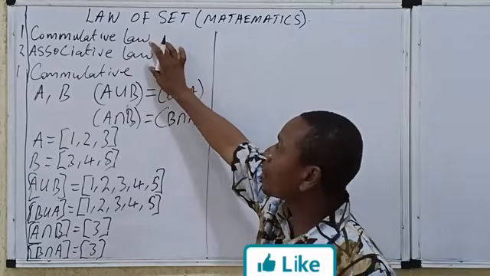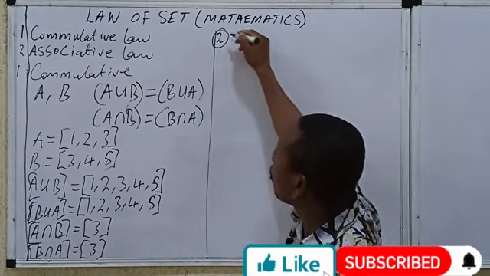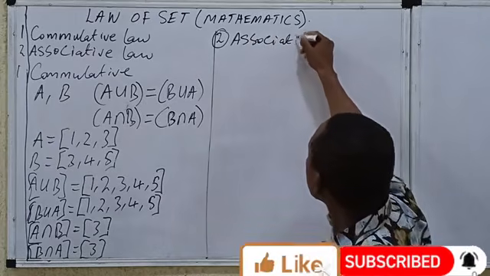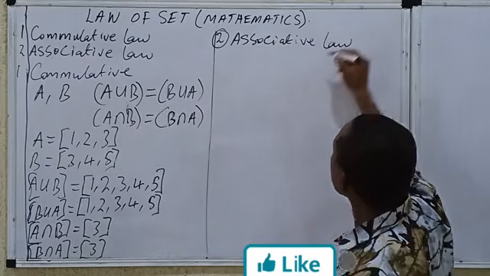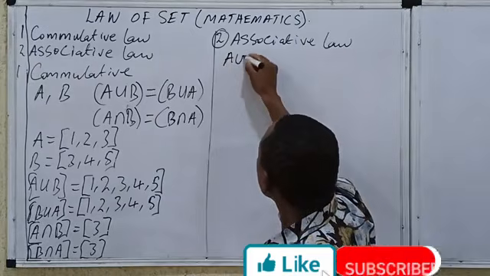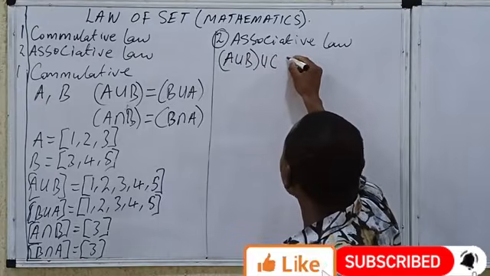So let's check the associative law. Now, for the second one, the associative law, what you just need to know is this. A union B union C is equal to what?